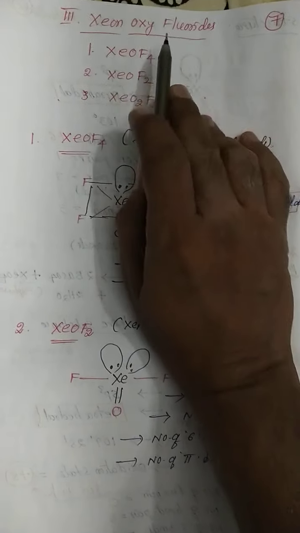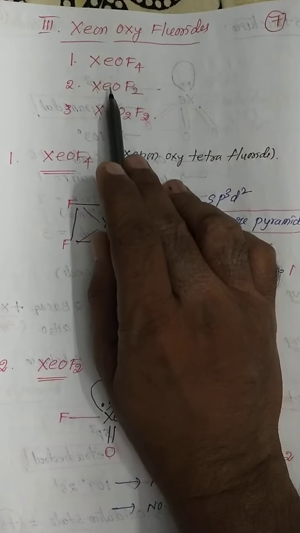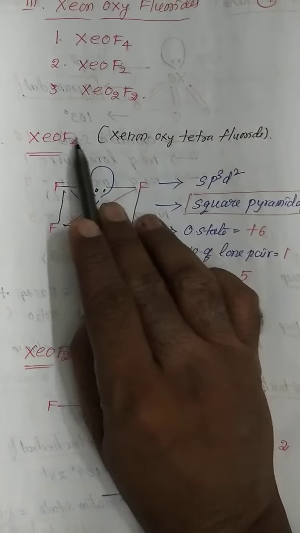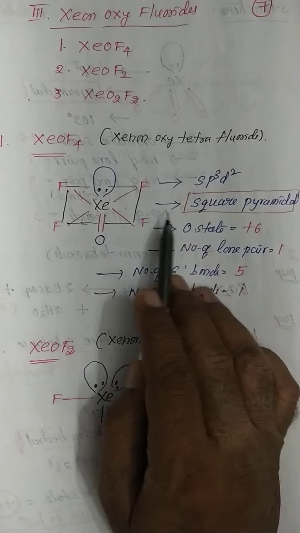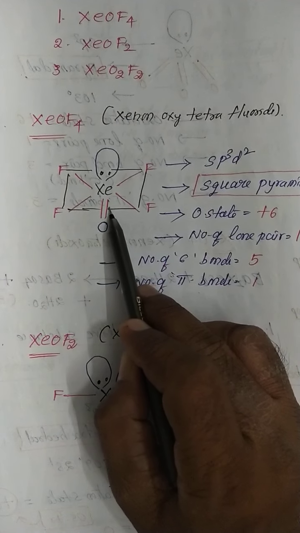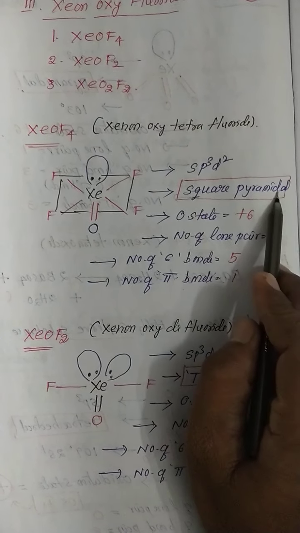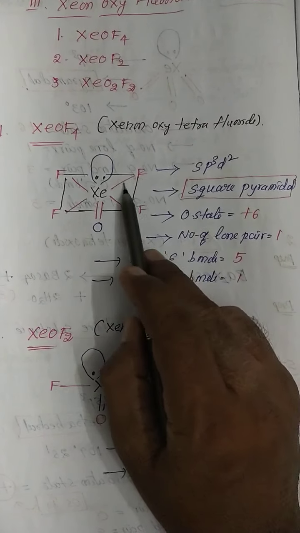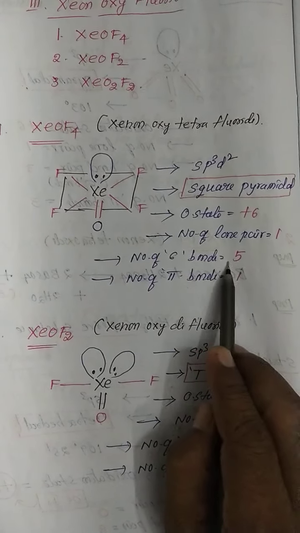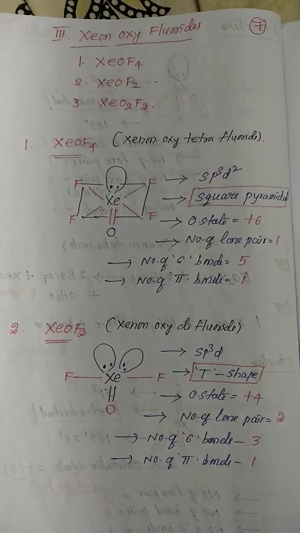It means xenon reacted with oxygen as well as fluorine. So there are 3 compounds here: xenon oxytetrafluoride, xenon oxydifluoride, xenon dioxydifluoride. First, xenon oxytetrafluoride. See xenon, 1 double bond oxygen, 4 fluorines. So hybridization 1, 2, 3, 4, 5 plus 1 lone pair, 6, which means sp3d2, square pyramidal. The oxidation state is +6 because of 1, 2, 3, 4, 5, 6. Number of lone pairs of electrons only 1, number of sigma bonds 5, number of pi bonds only 1. This is xenon oxytetrafluoride.